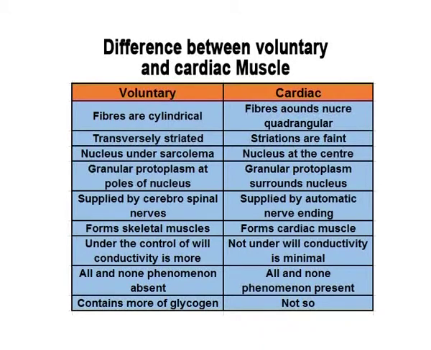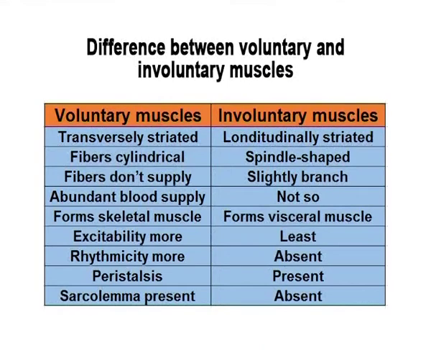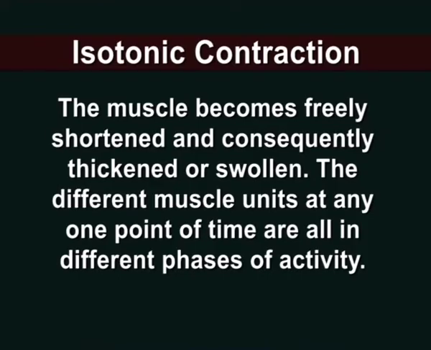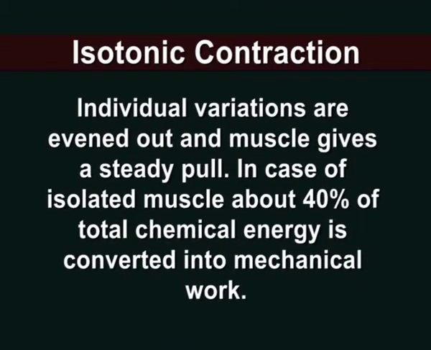Difference between voluntary and cardiac muscles. Muscle contraction. These are of two types: isotonic contraction and isometric contraction. First is isotonic contraction. The muscle becomes freely shortened and consequently thickened or swollen. The different muscles unite at any one point of time and all in different phases of activity. Individual variations are evened out and muscle gives a steady pull.